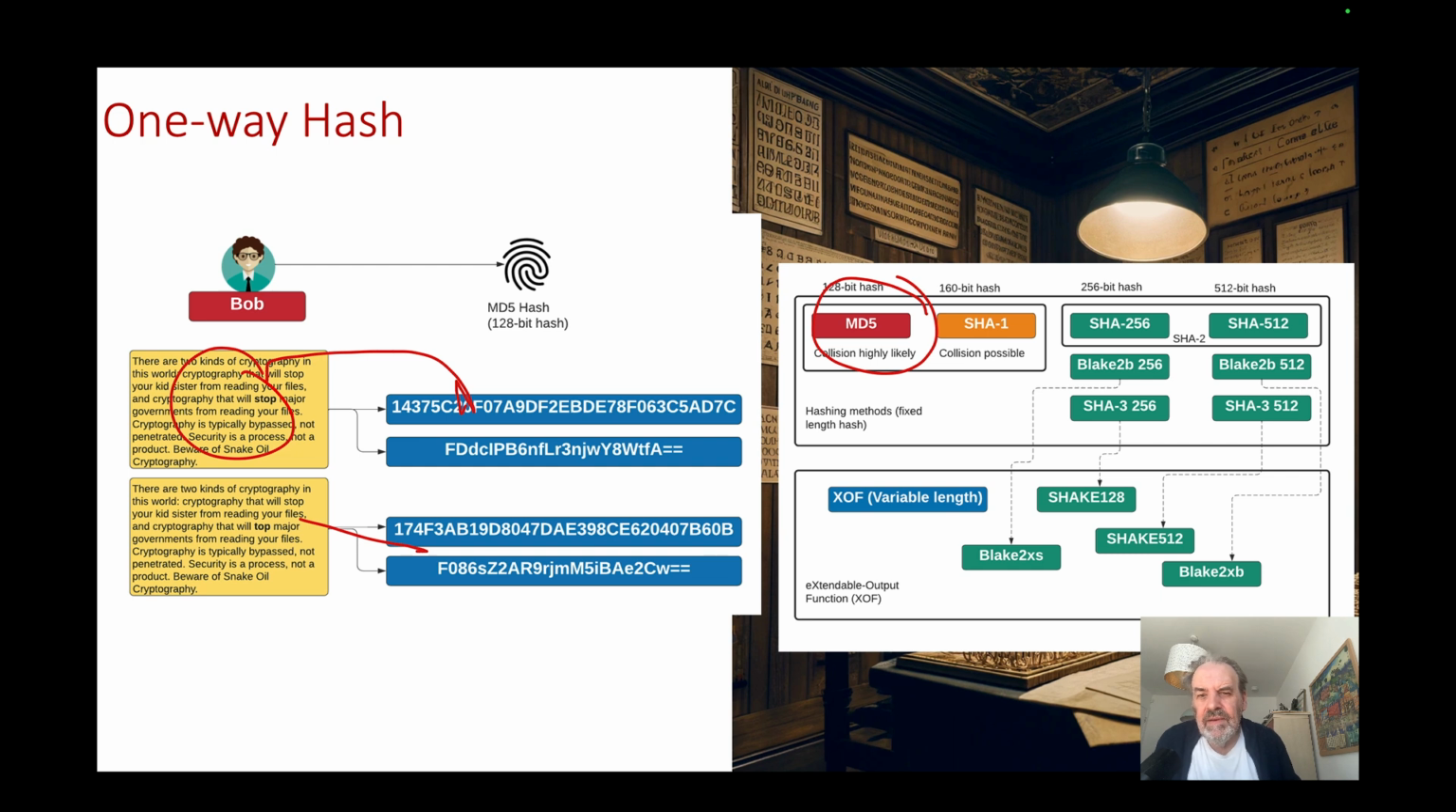MD5 shouldn't be used anymore, it's insecure. SHA-1 is a 160-bit hash. It's becoming insecure, and we should always move towards 256-bit hashes, such as with SHA-2, SHA-256, and SHA-512. We can also use SHA-3 and Blake2 if we need. If we want a variable length hash, we can use these XOFs, such as Shake and Blake2XB.